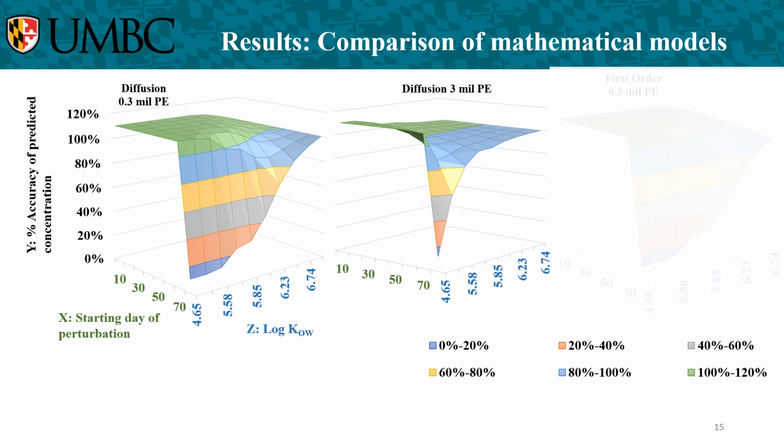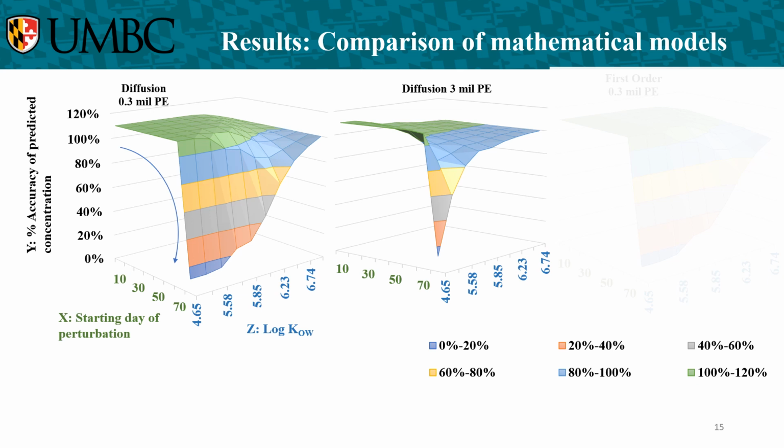And the shape of the curve essentially gives us an idea about the sensitivity of the system to the perturbation scenarios. So first, let's look at a case we have already seen before. For lower KOW values, when the starting day of the perturbation varies from 10 to 70, the percentage accuracy varies from about 110% to 10%, and the curve goes from green to dark blue.